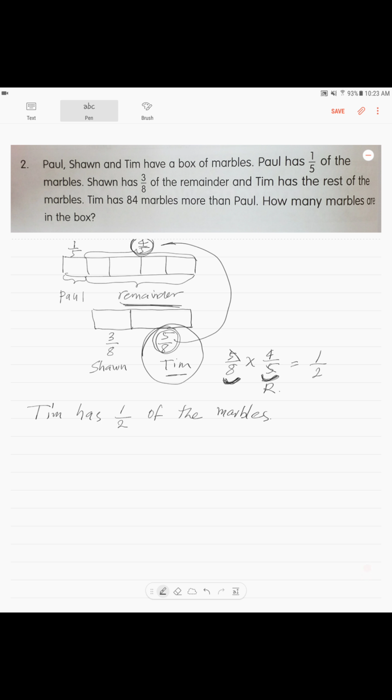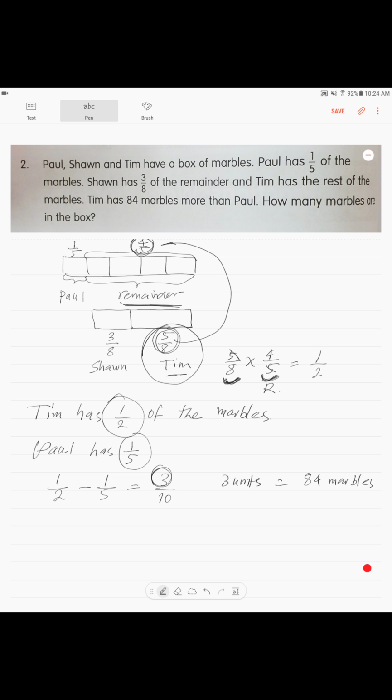Now, what is the difference between Paul's and Tim's marbles? Tim has 84 marbles more than Paul, right? This is Tim, this is Paul. Paul has 1 over 5. This is from the problem itself. So this is the difference: 1/2 minus 1 over 5. It will be 3 over 10, right? So this 3/10 is 3 units. 3 units is 84 marbles. This is their difference.